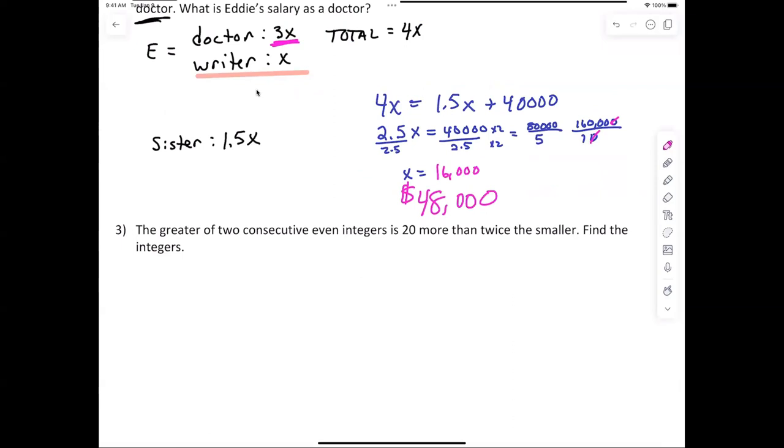All righty. Now we're on number 3. You thought that was fun? Number 3 you are going to love. All right, you're going to love this one. I promise. All right, here we go.